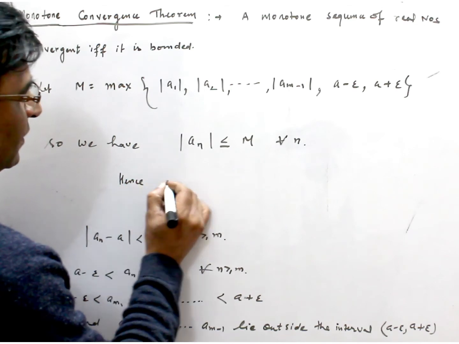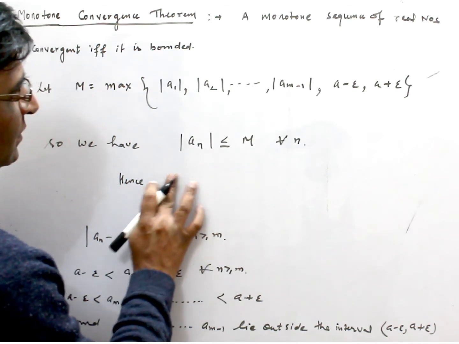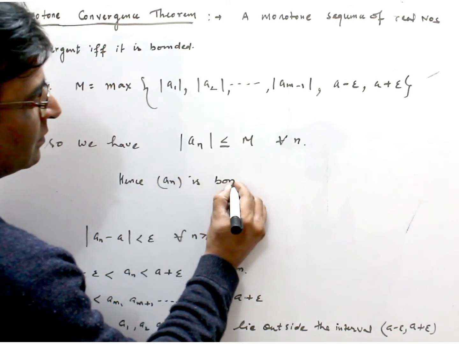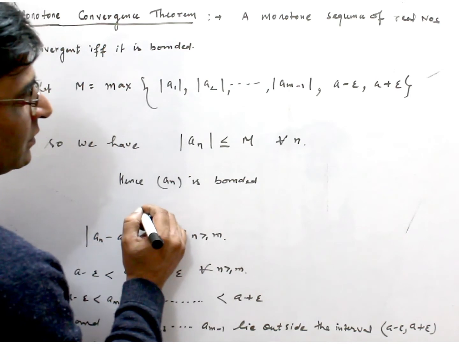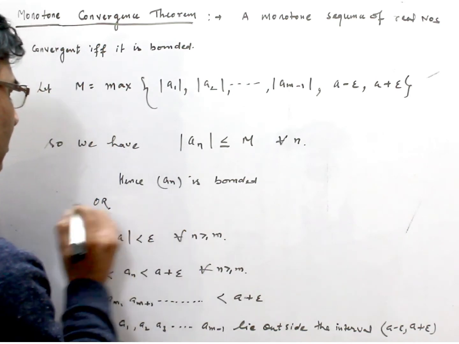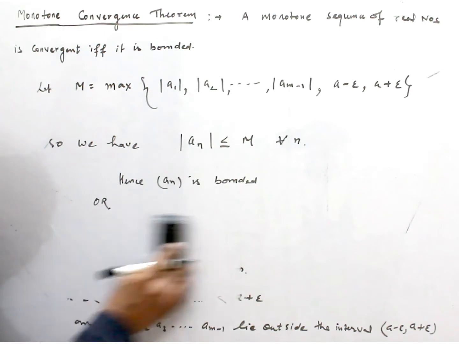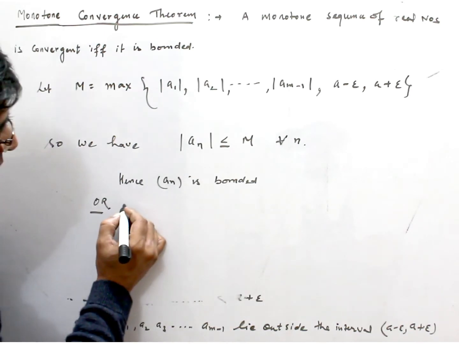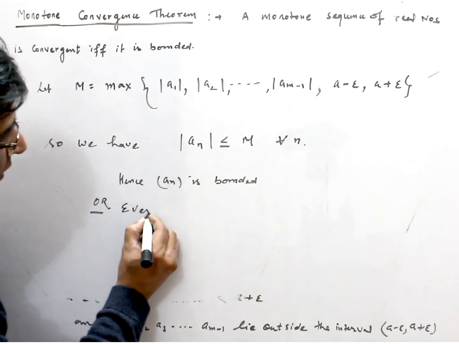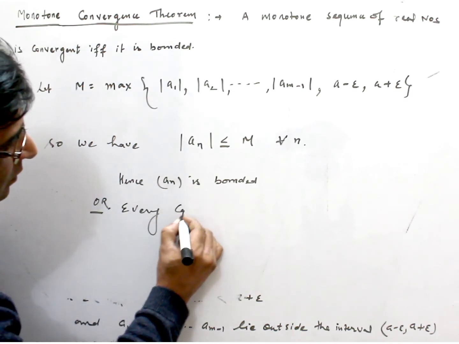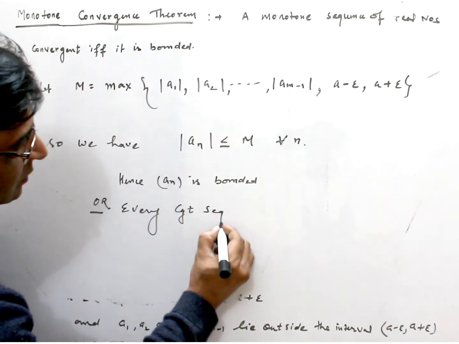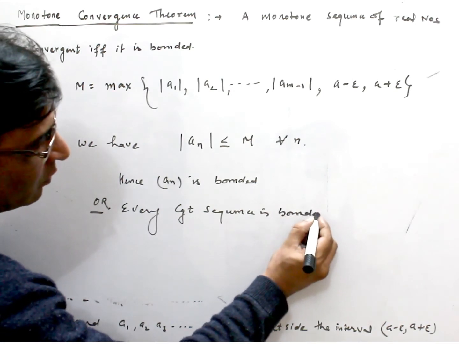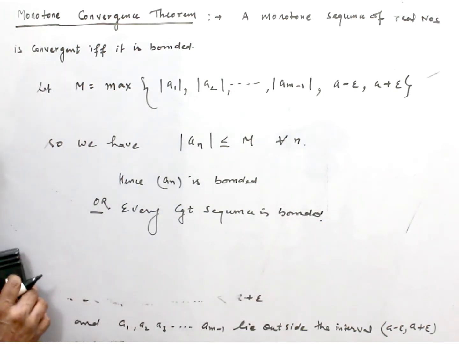Hence An is bounded, or you can say every convergent sequence is bounded. So half of the proof is done.